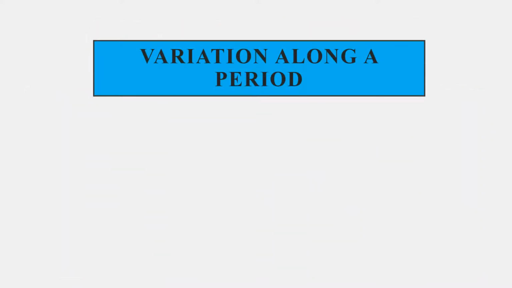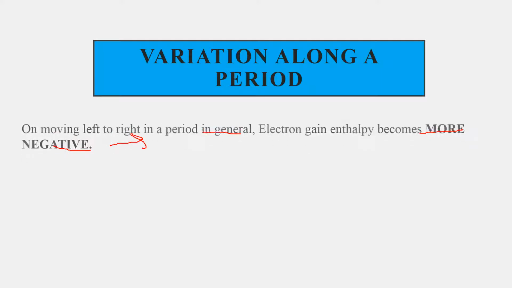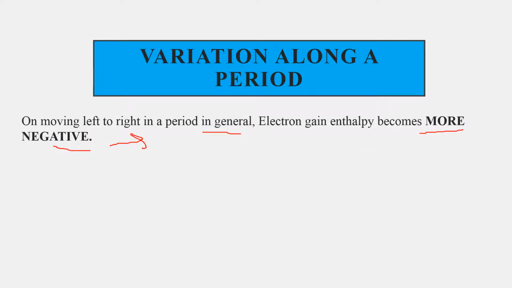Now let us check the variation along a period. On moving left to right in a period, in general, electron gain enthalpy becomes more negative. When we move left to right in a period, the value of electron gain enthalpy becomes more negative.